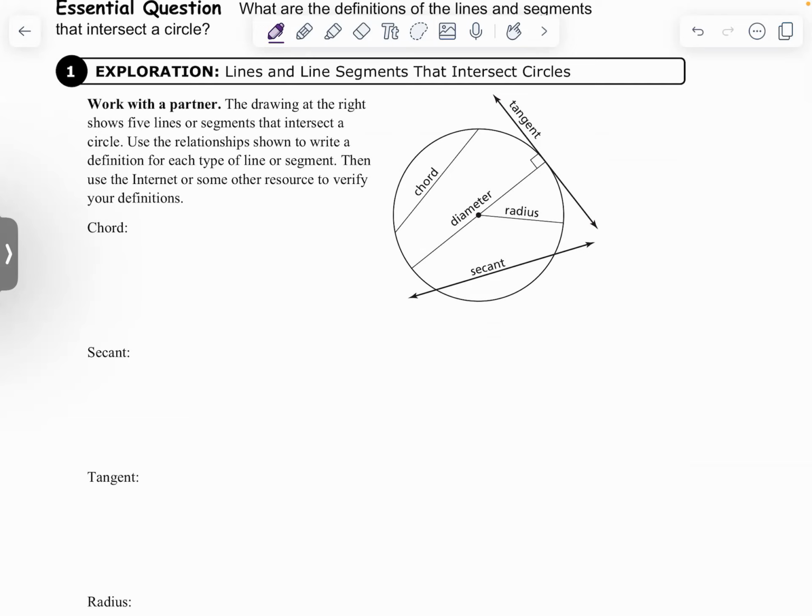Okay. The first one we have is a chord. Not like a major chord, not like a minor chord, just a chord. Okay. Not everyone knows music. Look at the chord. What do you think the definition of a chord is?